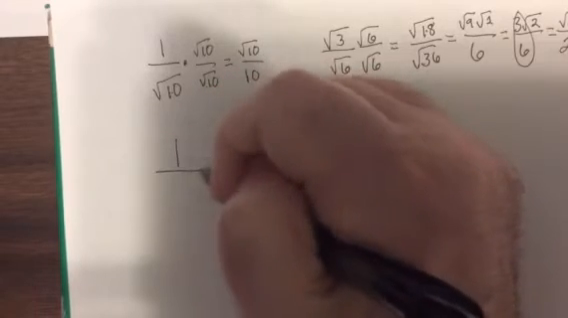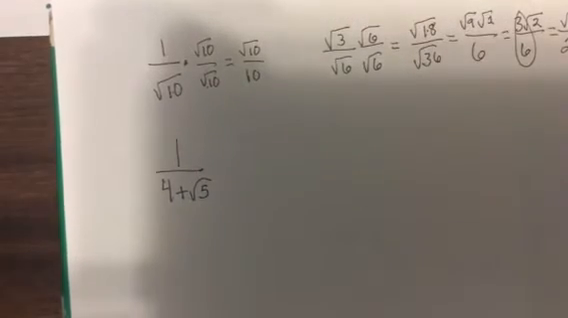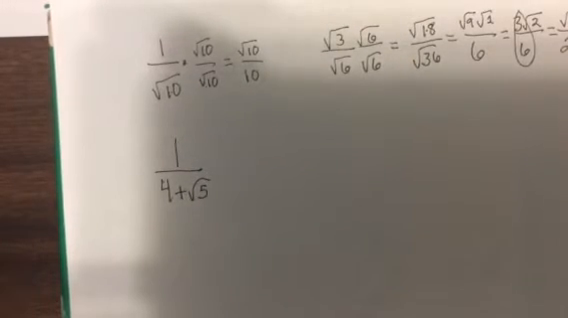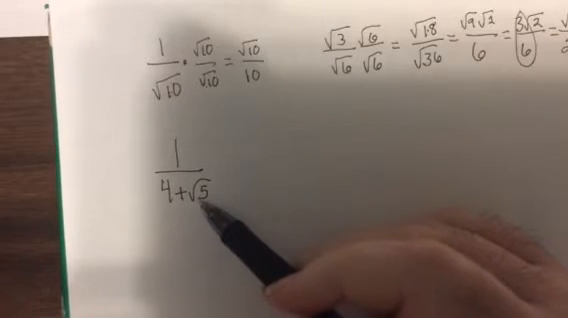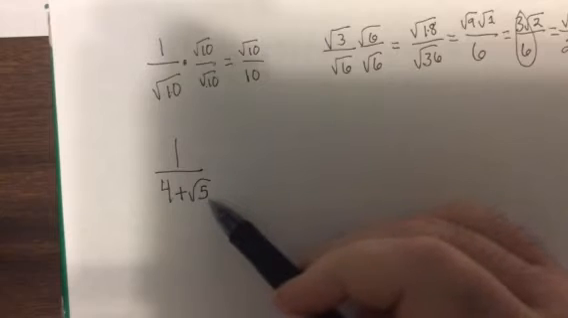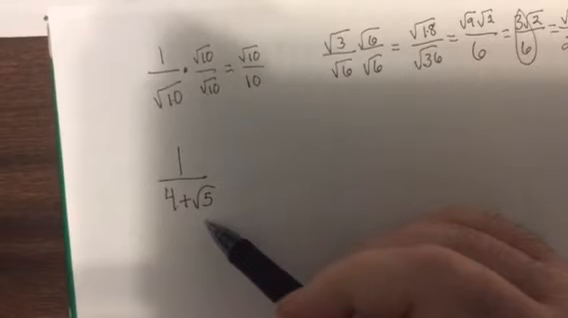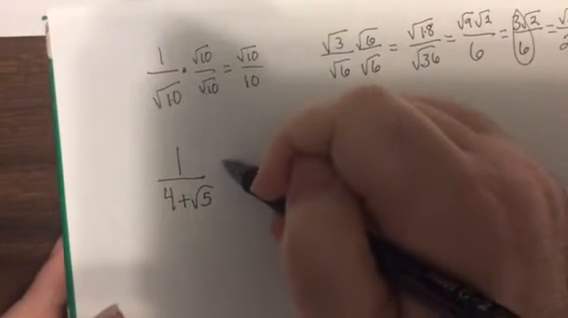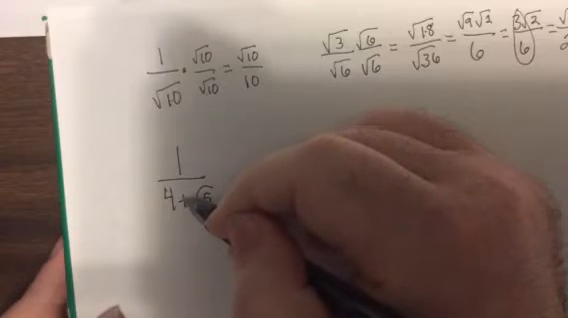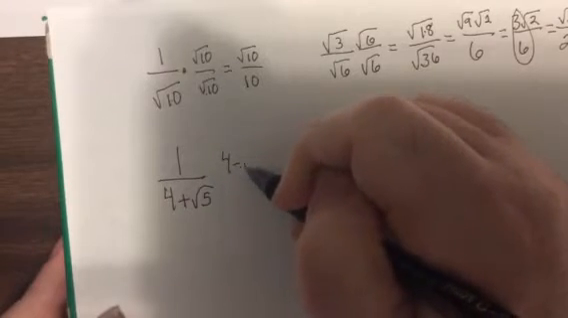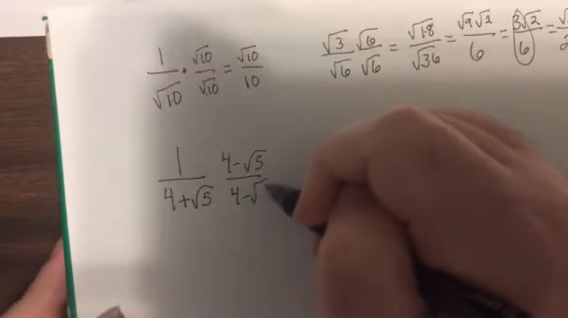But here's a problem they love in math, and I'm not sure why. I can't have a square root in the bottom. But I can't multiply the top and the bottom by square root of 5 because you would distribute it and I'd still have a square root. So what you do is you set up the difference of squares. You multiply by this term, but switch the middle sign. So it'd be 4 minus square root of 5, 4 minus square root of 5.